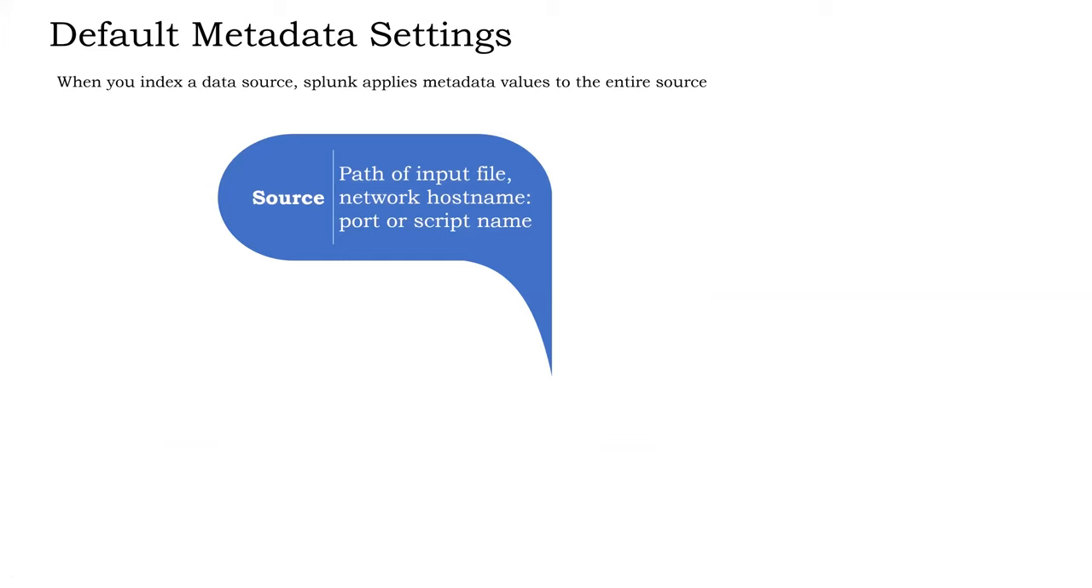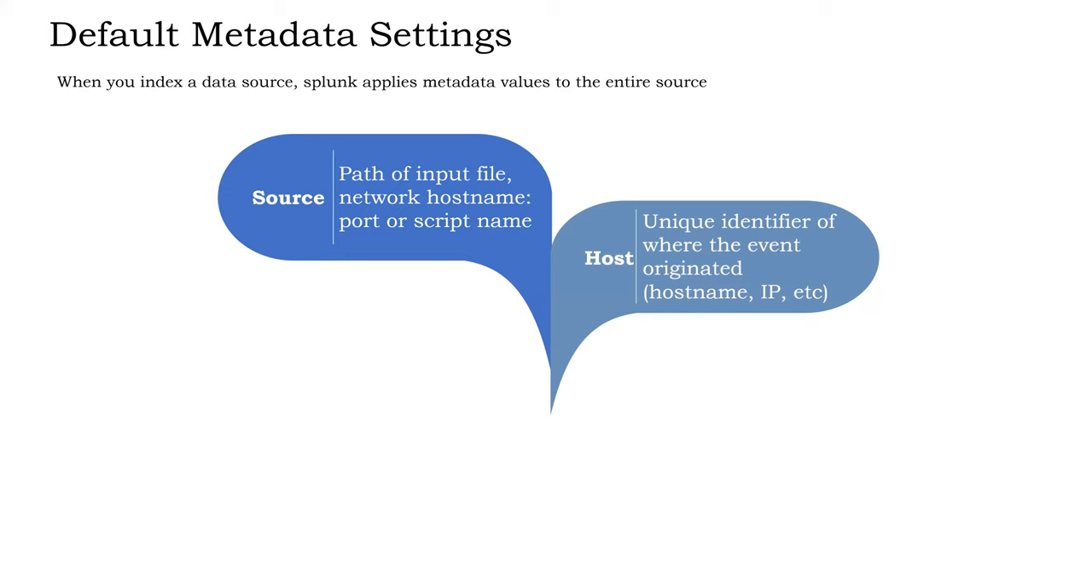there are some default metadata settings that Splunk attaches to your data. These are properties that are always attached to your events, regardless of what type of events you have. The first one is the source. The source is self-explanatory. It's the path of the input file. So if you have, for example, a directory slash SheSecures slash my Splunk data, that would be the source of your data. Host is where the information is coming from. It could be a host name, it could be an IP address, anything that uniquely identifies the source of your information is your host.